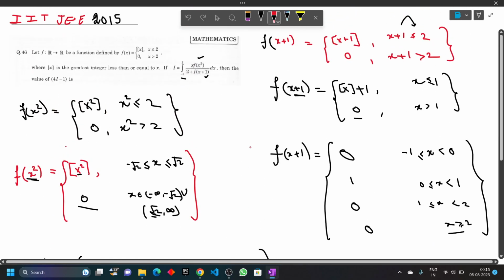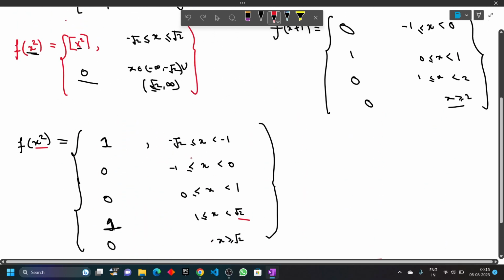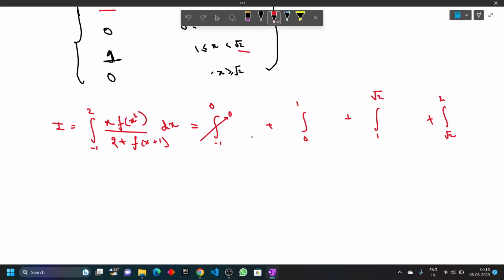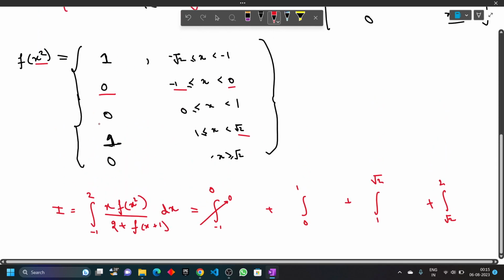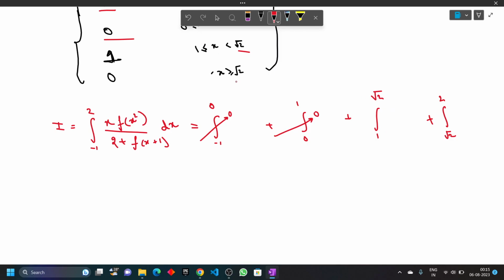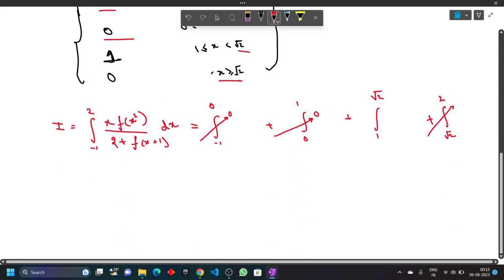Okay. So now if x is from minus 1 to 0, then f of x square is 0. So this whole thing will become 0, because the argument inside the integral is 0. And again, if x is from 0 to 1, again f of x square is 0. So again, this whole integral will become 0. And if x is greater than root 2, again f of x square is 0. So this whole integral will also become 0.